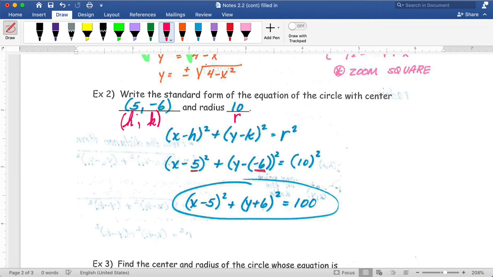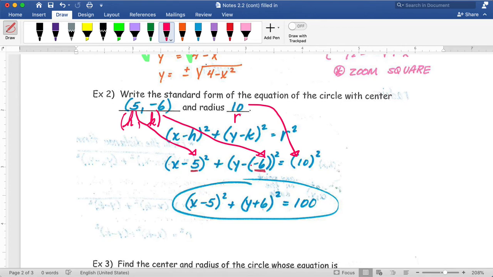So you're going to take your h, your 5, and substitute it in, right? And your -6 and substitute it in. And then your radius of 10 and substitute it in for r. Now, you do have to raise this to the second power. You can't just leave this as 10 squared, so please be cognizant of that. Also, you can't leave a double negative in here. This is y subtract -6.